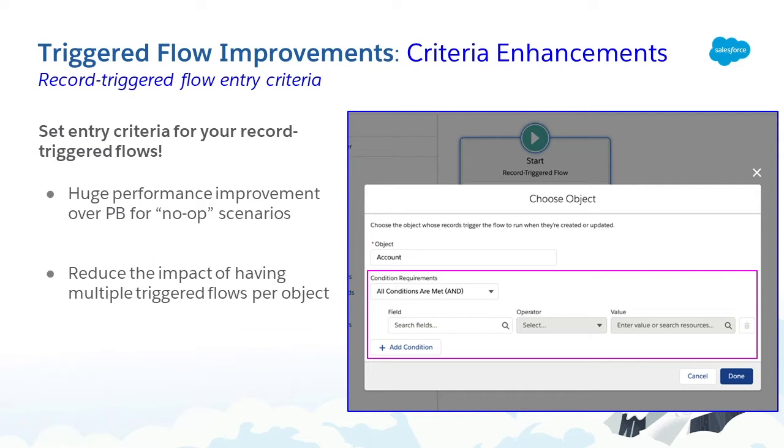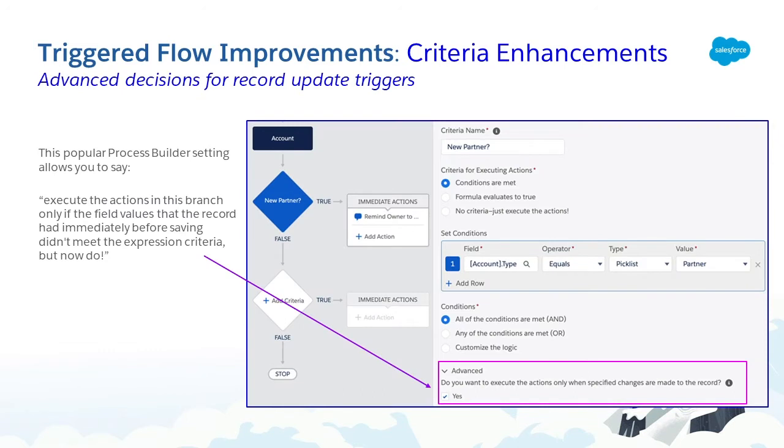For example, perhaps you can get to a state where you have 4 triggered flows on case create, but know because of how you've set up the entry criteria that no more than 2 of them will ever fire when a case is created. Entry criteria is one of my personal favorite features of Winter 21, even though I wasn't the PM for it. We've also ported a fan favorite from Process Builder to triggered flows.